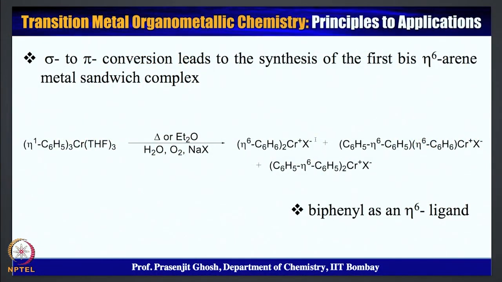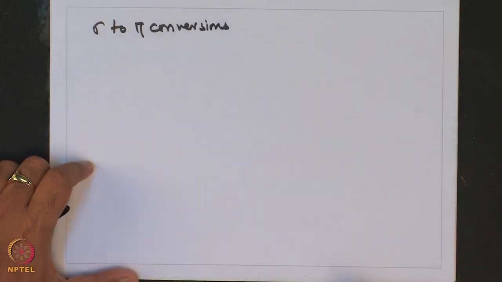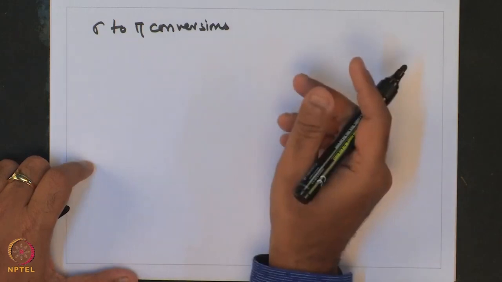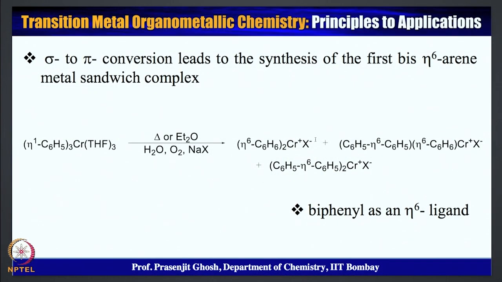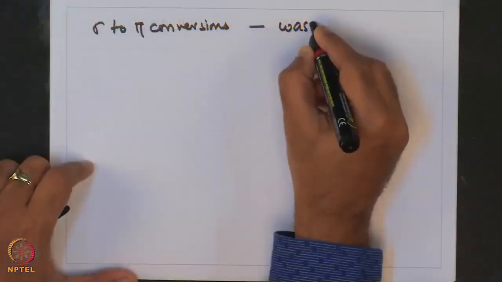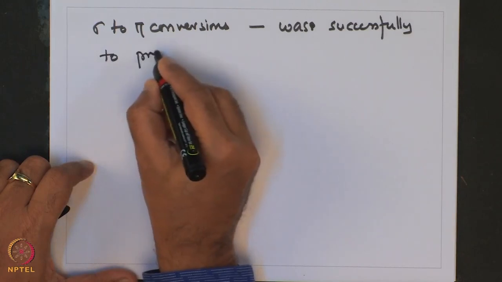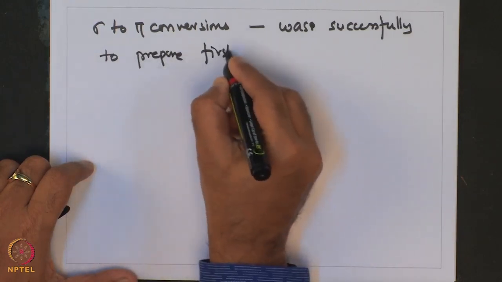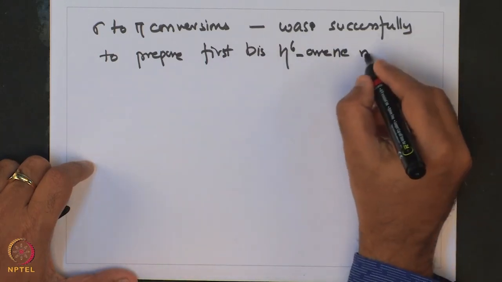Also, another interesting observation unique to these transition metal sigma aryl complexes is sigma to pi conversion. This is an interesting way in which a metal aryl sigma bond gets converted to a pi bond, and it was successfully used to prepare the first bis arene metal sandwich complexes.